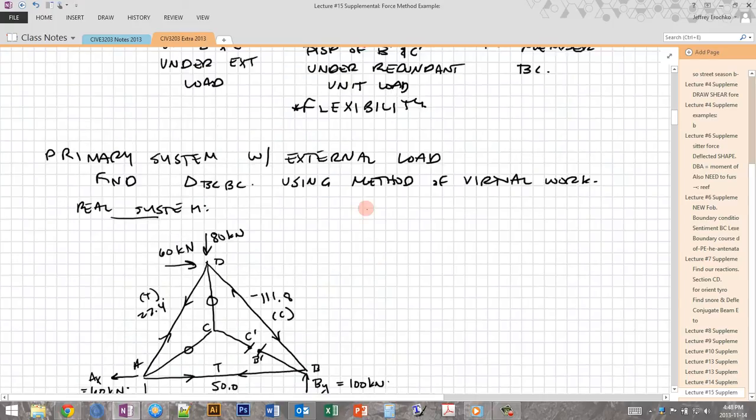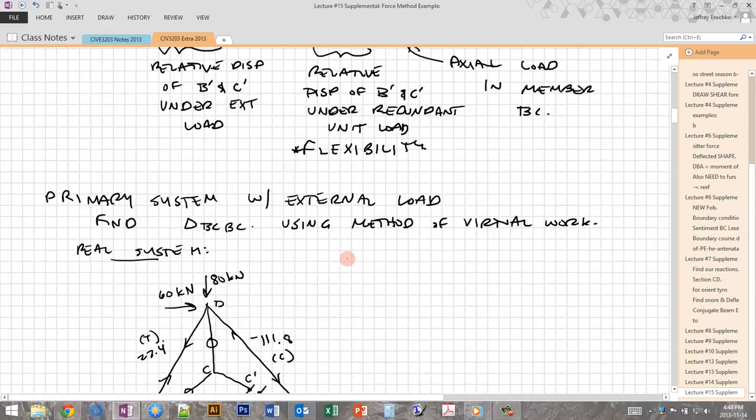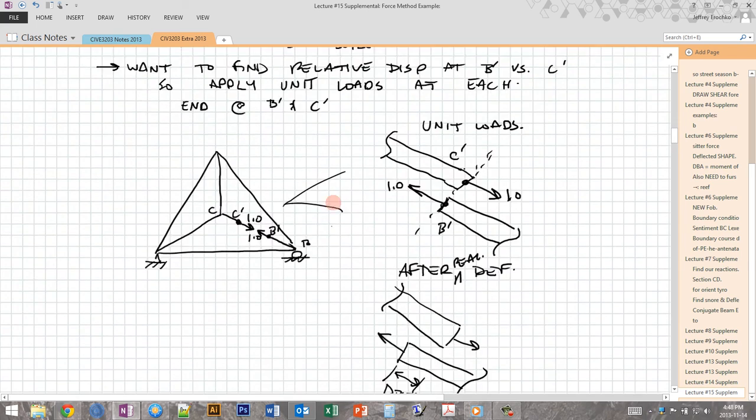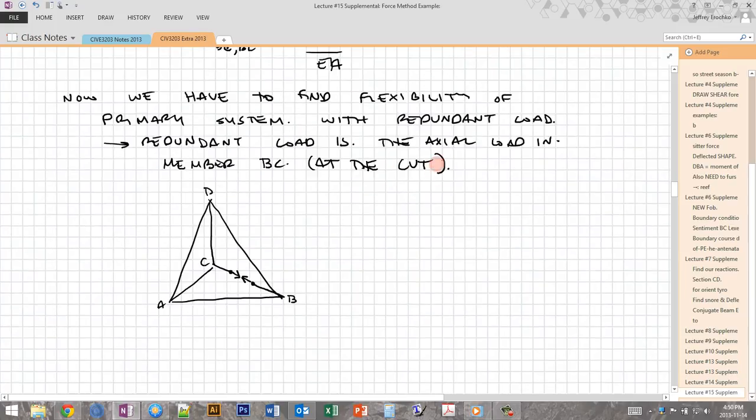an internal redundant. So the next step is to find this relative displacement due to the redundant load, which is a flexibility term. Now the good news is that the flexibility term reuses the same analyses that we've done previously. So to find this flexibility, we're looking at how do the ends B prime, C prime move relative to each other when we apply the redundant force at the location where we've released the redundant restraint. So we've cut member BC previously, so that is releasing the redundant restraint, and then we apply a redundant load at that interface, which is a 1.0 unit load in tension on B prime and C prime at the cut. So we apply the unit tension.